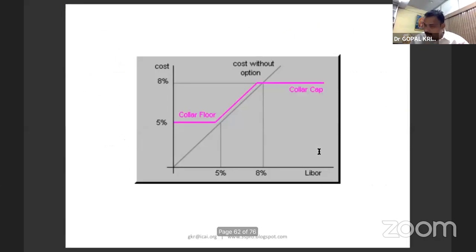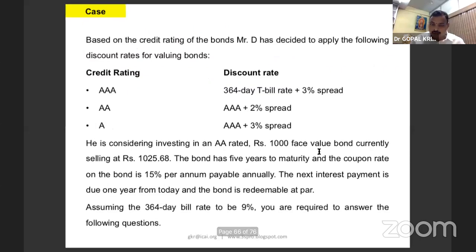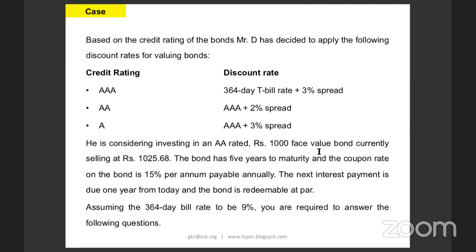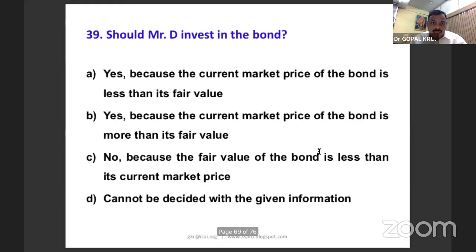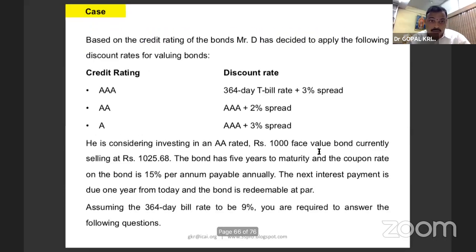Please look at this question. This is a very important question. I will do 37, 38 and 39. Based on the credit rating of the bonds, Mr. D has decided to apply the following discount rates for valuing bonds.